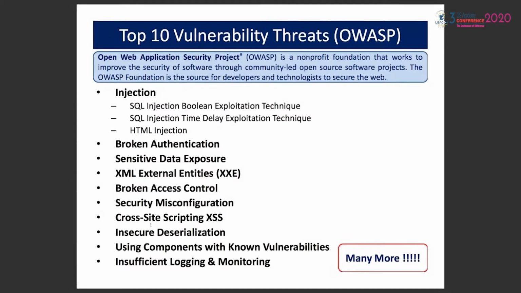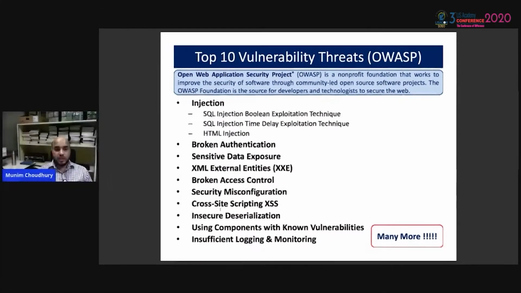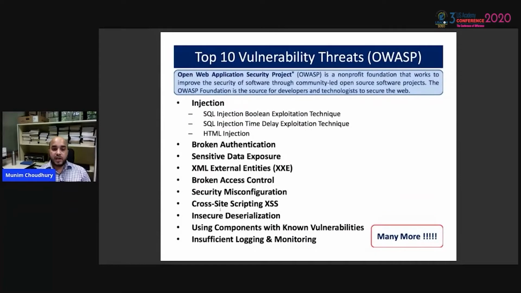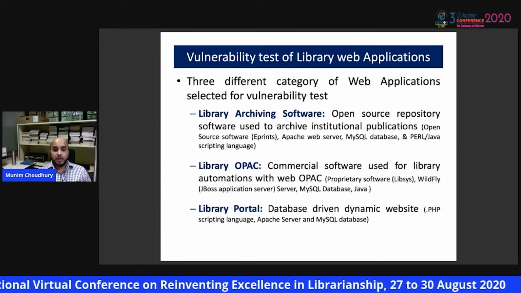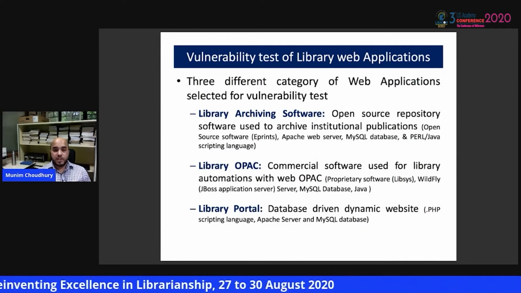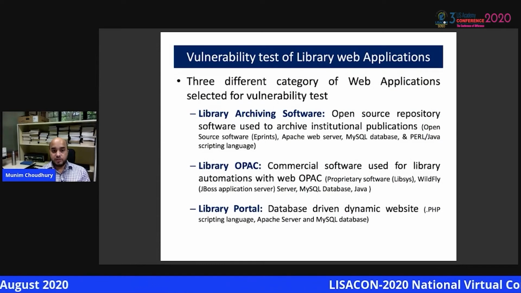Out of which injection, sensitive data exposure, and cross-site scripting are the potentially vulnerable threats, which may lead an attacker to get access to confidential data, even modify the data, or even shut down the entire web application. As a test case, we have done vulnerability assessment of 3 types of web application: library archiving software, which is open source; library OPAC, which is proprietary software; and library portal, a database-driven dynamic website designed and developed by library staff using PHP and MySQL.